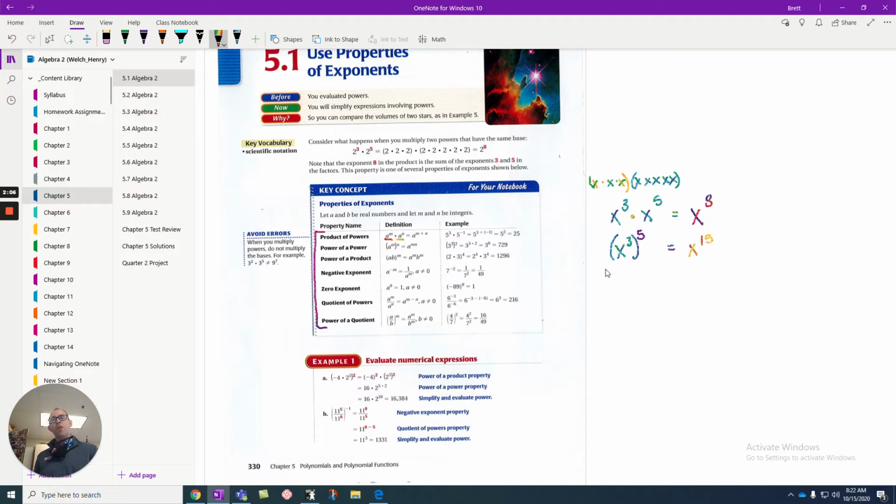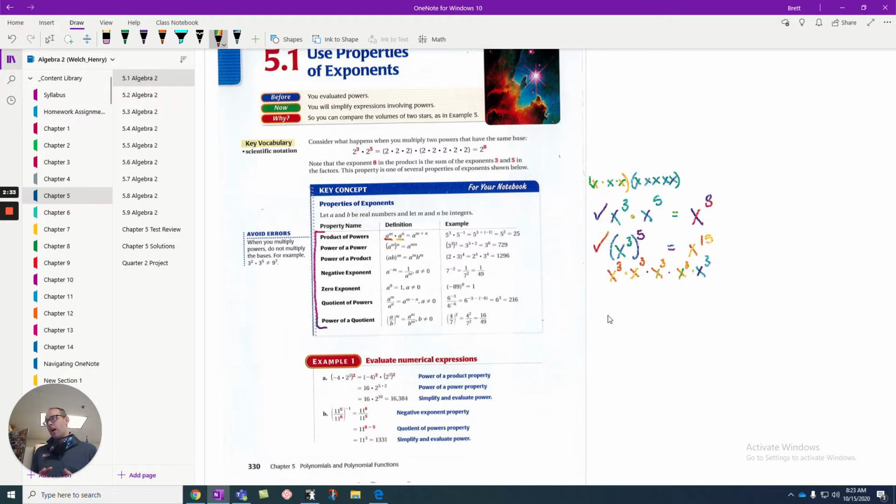But if we really need to draw it out, something to the fifth power means it's been multiplied 5 times, which means that this is actually x to the third times x to the third times x to the third times x to the third times x to the third. And that's where we can get our x to the 15th. We can see that there's 15 x's being multiplied out. So those are our first two properties that are really, really useful to us.